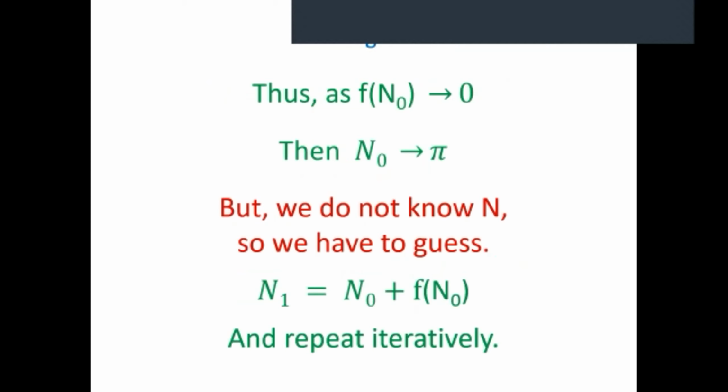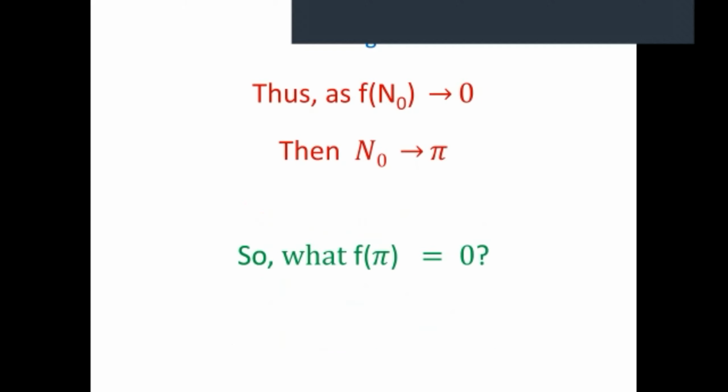First, we don't know the initial value for n, so we will just guess and do it repetitively. And then that just leaves, how do we determine that error factor, the function of n, to make that function of n equal 0? So when n0 is pi, the function of n0 has to be 0. So here's our challenge. Mentally, before I go to the next 2 slides, what function of pi is 0?